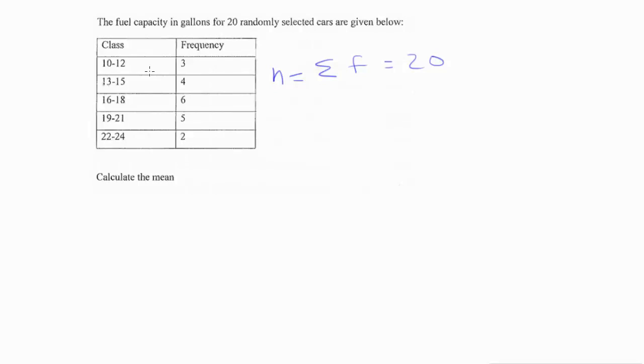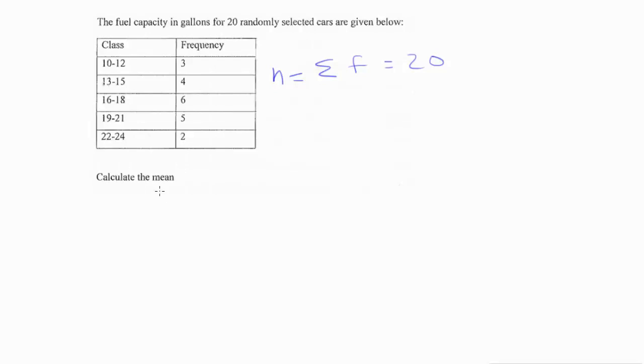So the mean is average. So the average of these values, what are the values? The values are here. These are the values that are recorded. The original values of the variable x, which is the capacity, do not exist. The grouping exists, and the grouping means I have 3 values with capacity from 10 to 12. I have 4 values from 13 to 15. I don't know exactly what are the 4 values. Maybe some 13, some 14, some 15. I don't know.